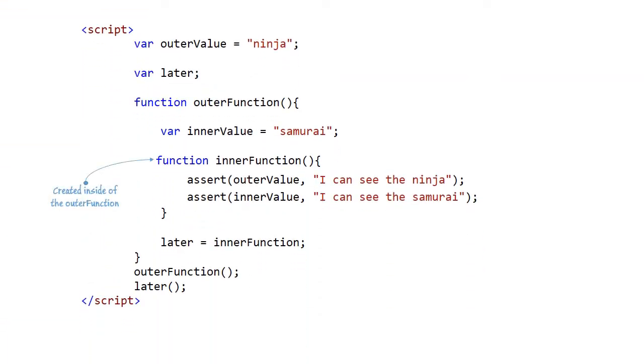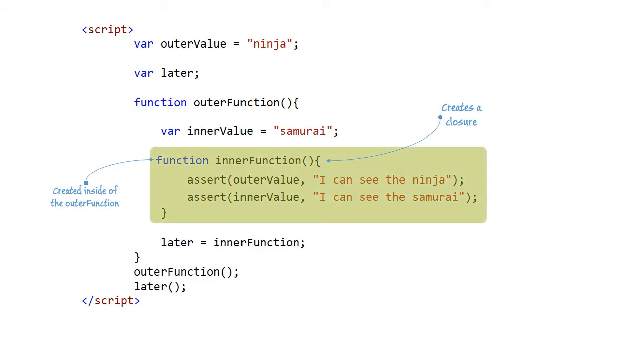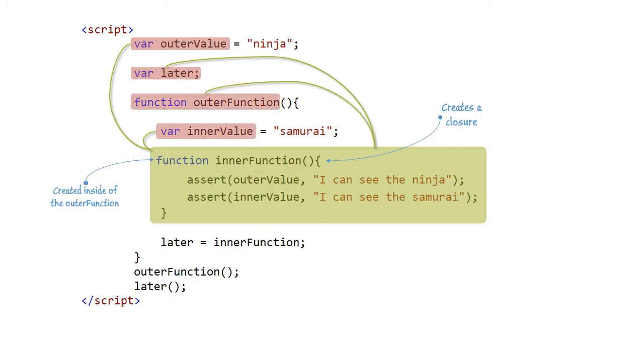When we create the inner function inside of the outer function, we also create a closure that encompasses all variables that are currently in scope. In this case, when the inner function is created, the scope includes global variables outer value and later, as well as the local variable inner value and the function outer function.